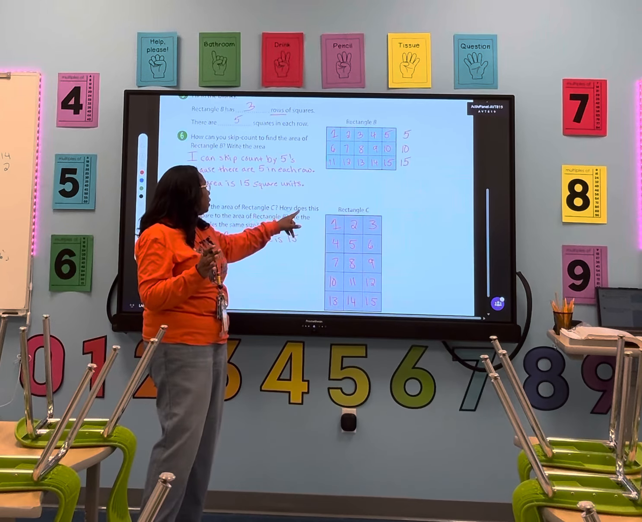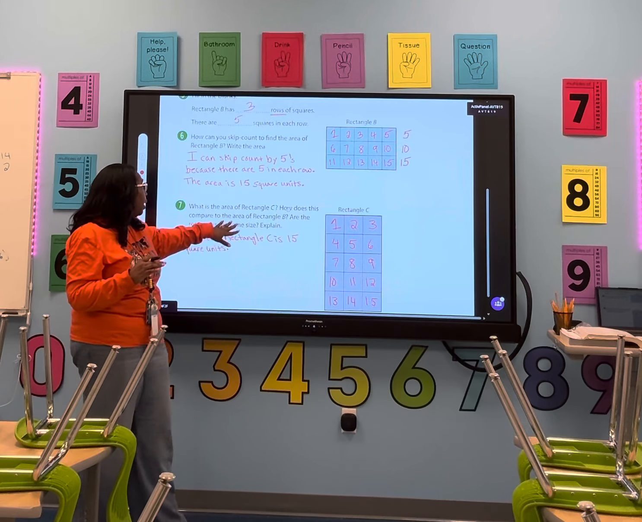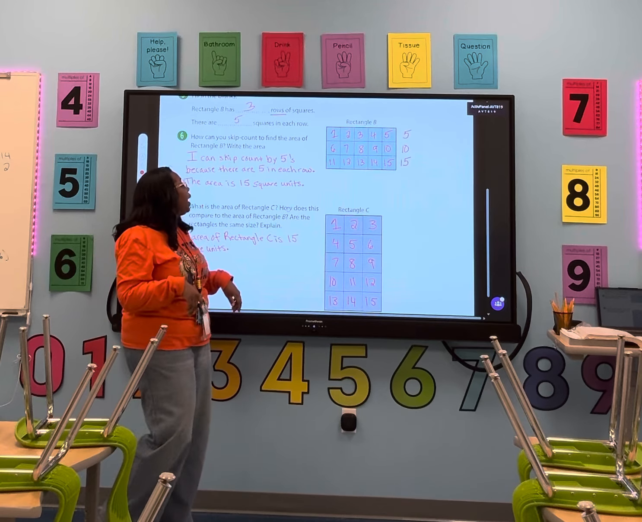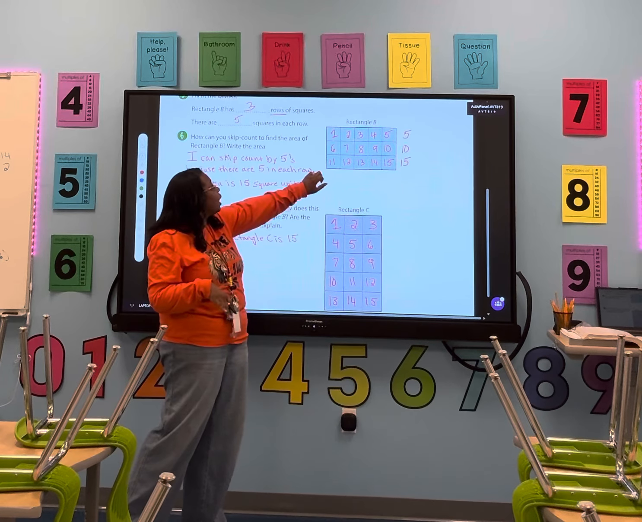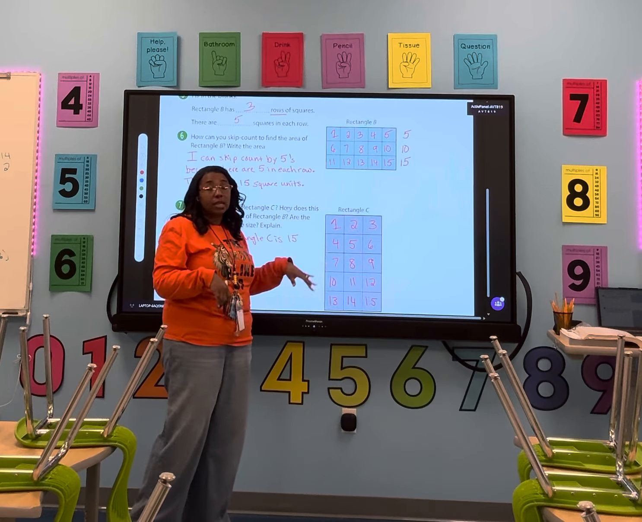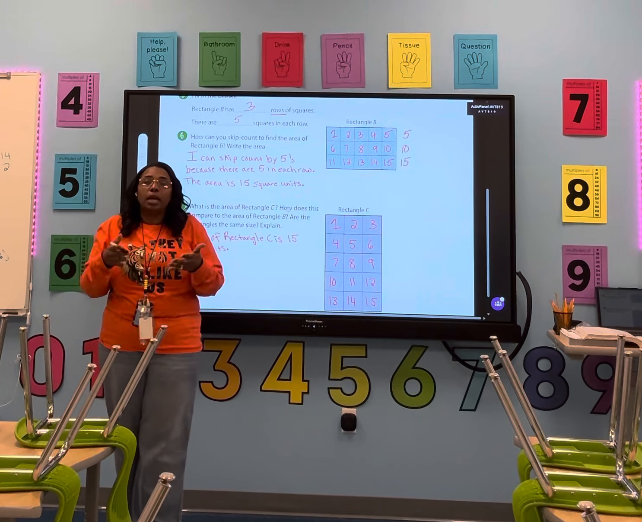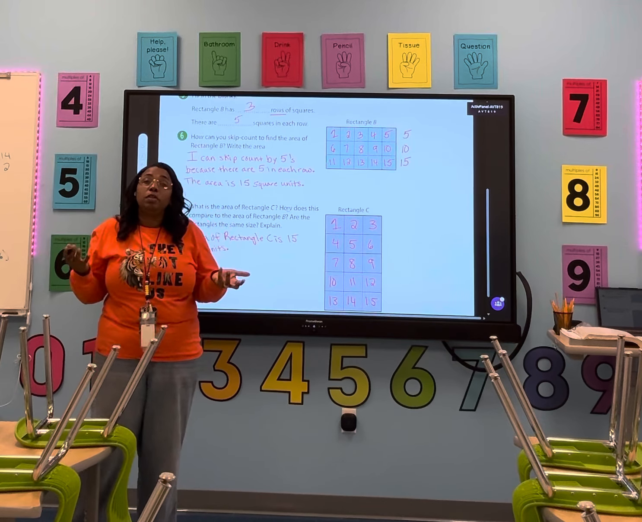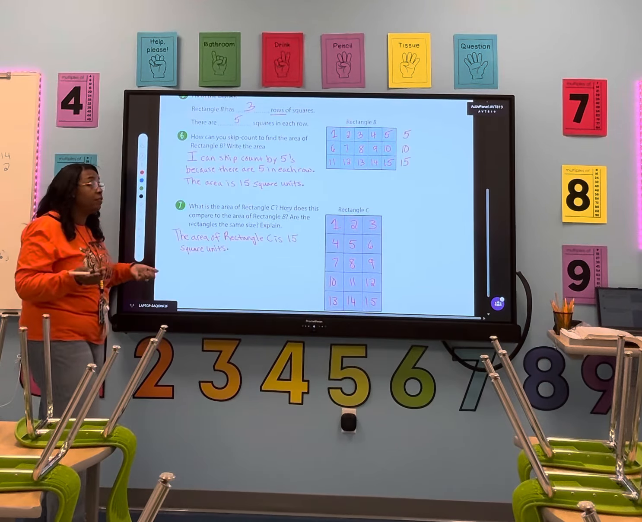It says, how does this compare to the area of rectangle B? So my area in rectangle B we found out was also 15. So B has 15, C has 15. So how do we say it compares? You can say both of them have the same area of 15.